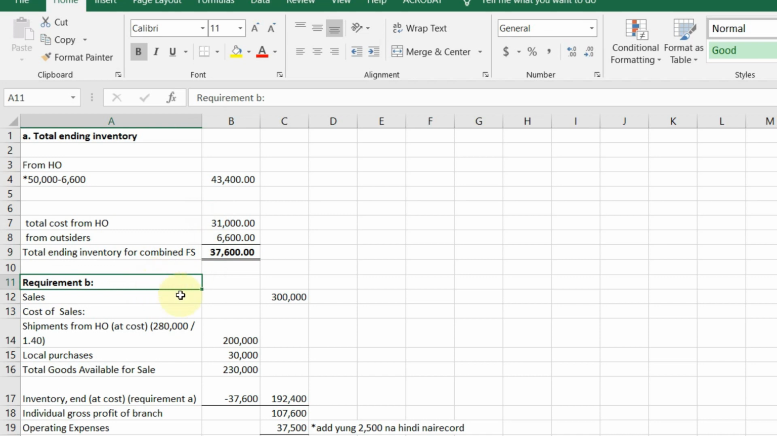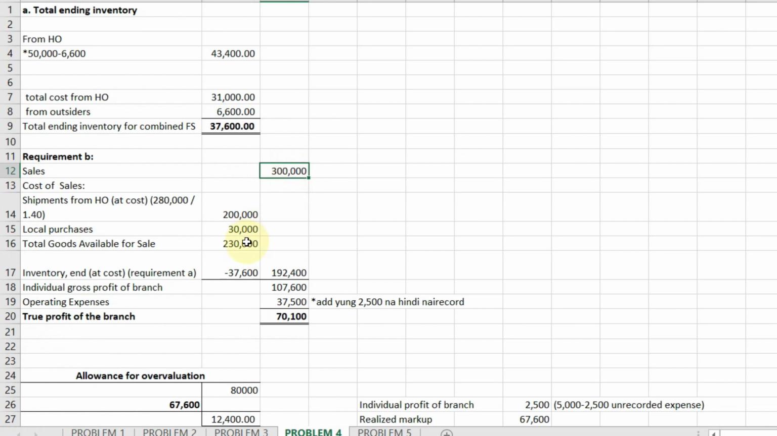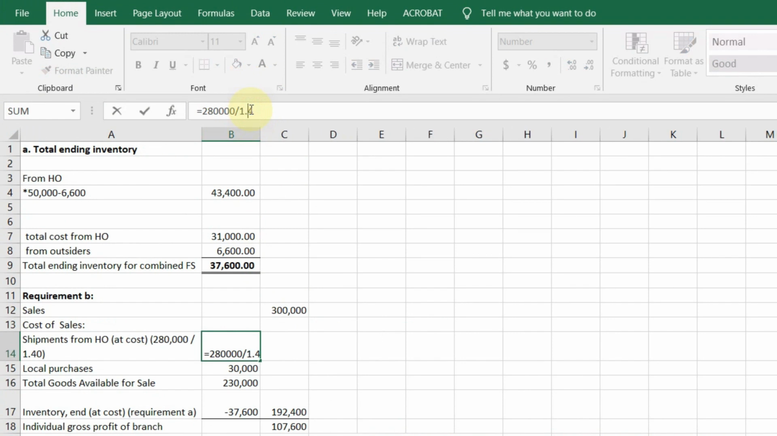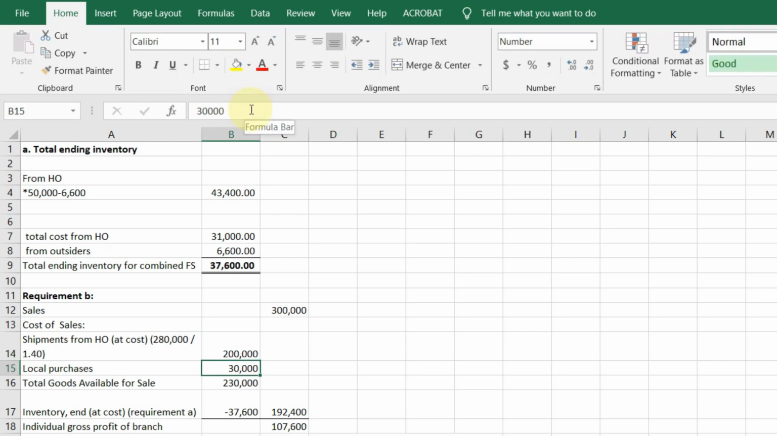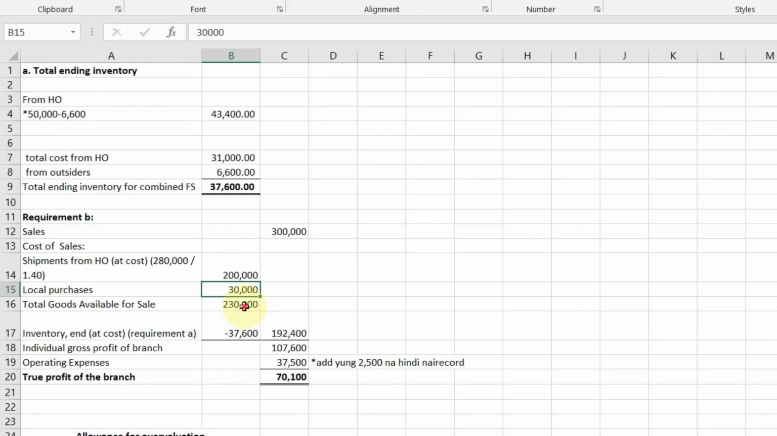So first we do the long method. Okay, you have 300,000 sales. COGS, let's compute. Shipments from HO at cost. So tatanggalin mo yung markup niya. So paano tinatanggal? 280,000 divided by 1.40. So, ito yung computation ko, 280,000 divided by 1.40 or 140%, which is the billing rate. You'll have 200,000. You add the local purchases na 30,000 na given.